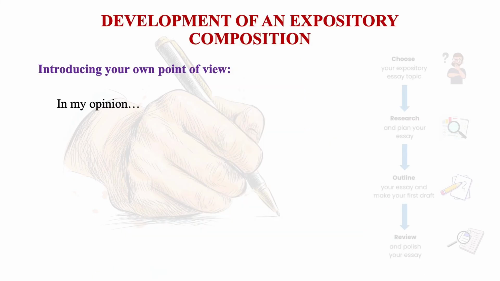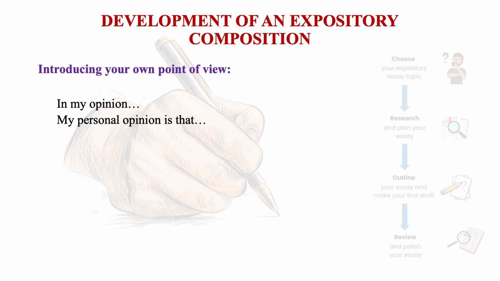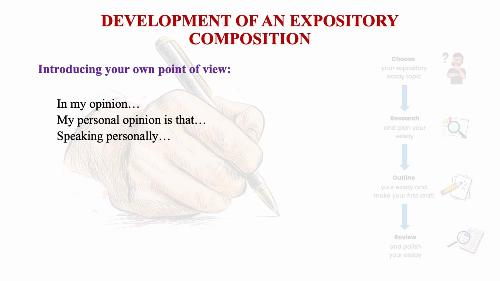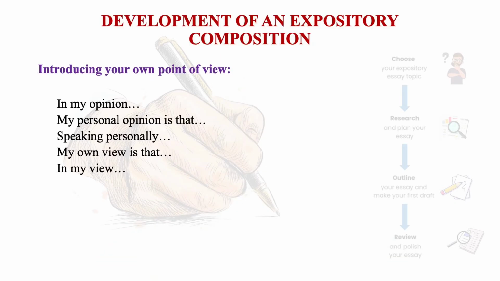For example, you can make use of your own expression, such as in my opinion, then you can give your own opinion. My personal opinion is that, then you can write about what that opinion is. Speaking personally, and then you can talk about whatever you want to talk about. You can also make use of other expressions, such as my own view is that, and then you give your own view. Or in my view, you give your own personal view. From my point of view, you use that expression also.